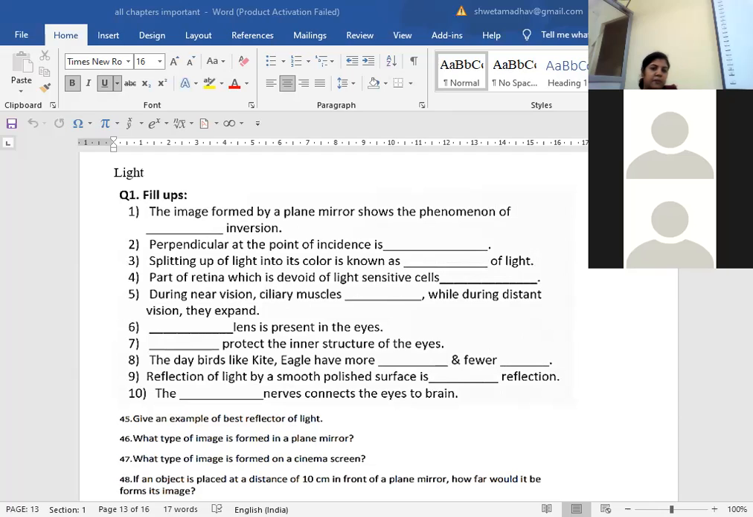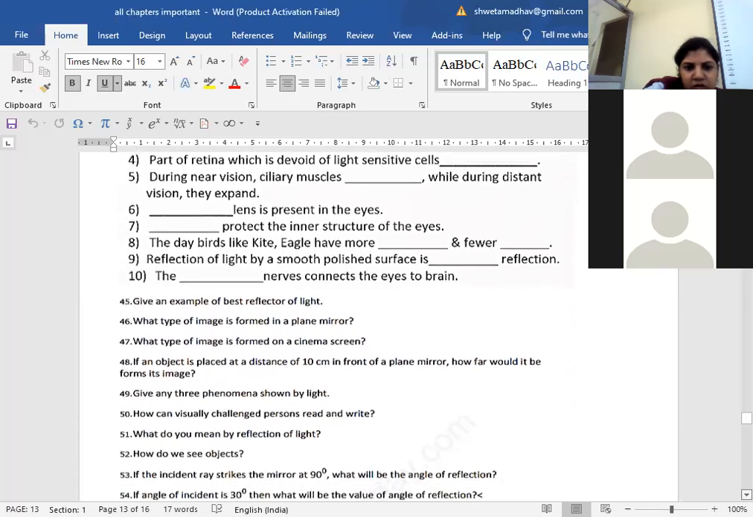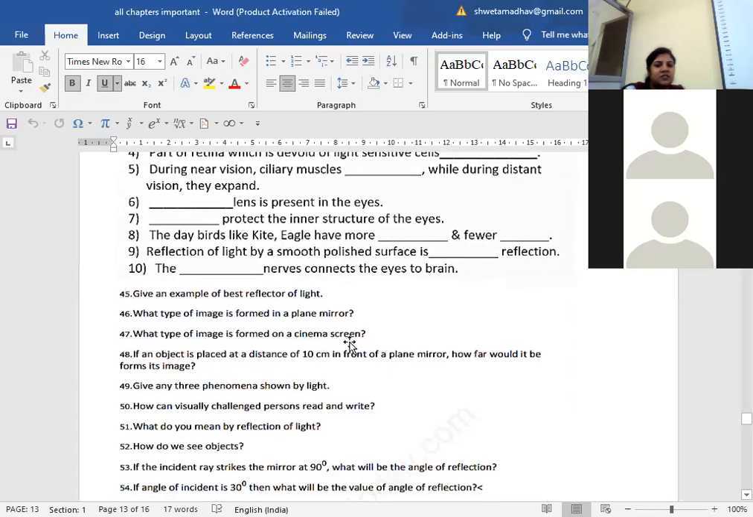Give an example of best reflector of light. Plane mirror. What type of image is formed by a plane mirror? Virtual, erect. What type of image is formed on the cinema screen? Real and inverted. It's a real image because there are two lenses. First, real image is formed, inverted, and then again it gets inverted to make it upright.